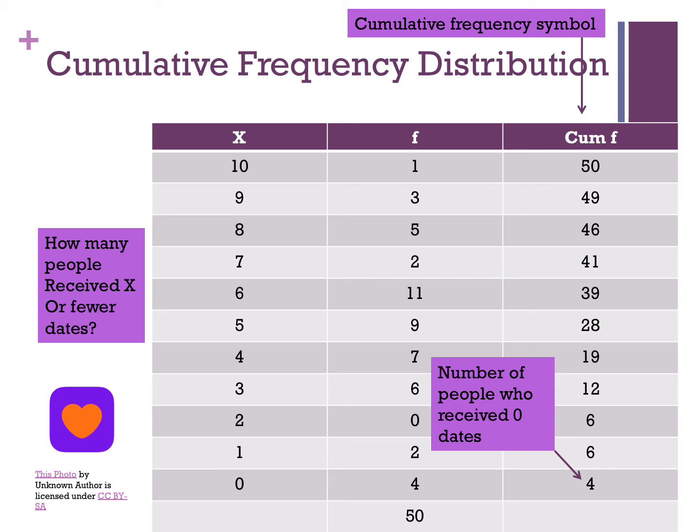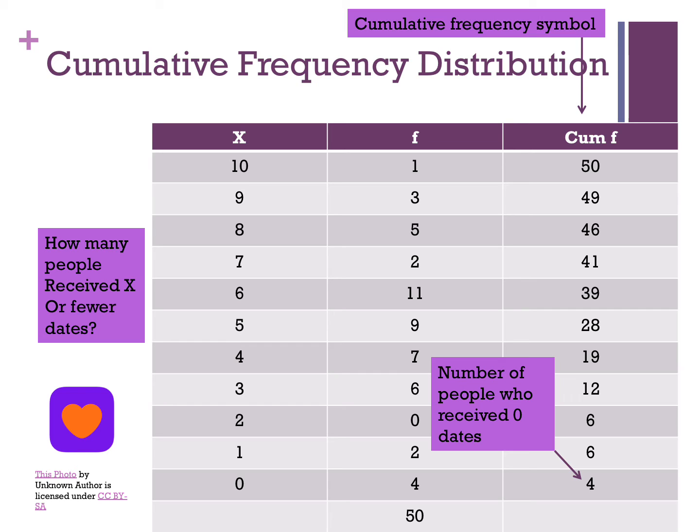Moving up another step on the cumulative frequency column, you see we added no new cases. The cumulative frequency of people who received 2 or fewer dates is still 6. This is because no one received exactly 2 dates.